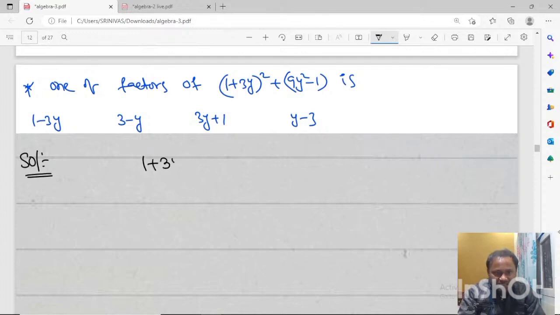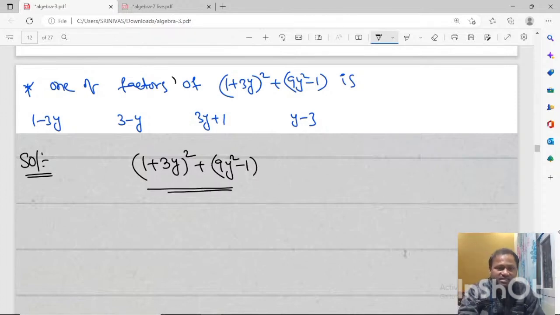1 plus 3y whole square plus 9 minus y square, 9y square minus 1. For this, one of the factors, what will be the option? What will be the option for the one of the factors of given polynomial? Okay, Aramsmita says option 3. 3y plus 1. Third option.